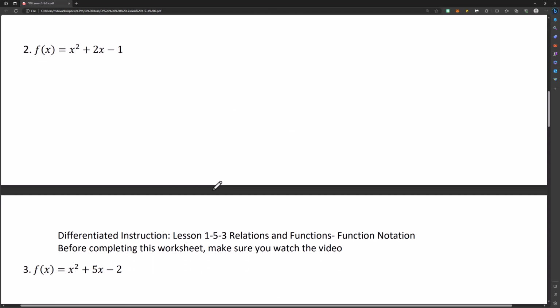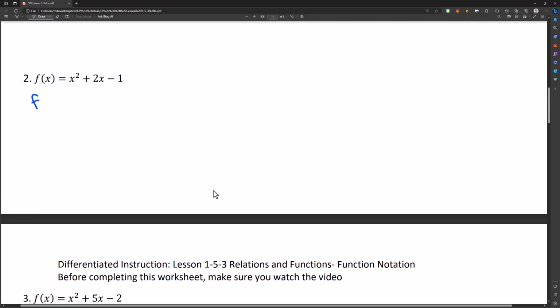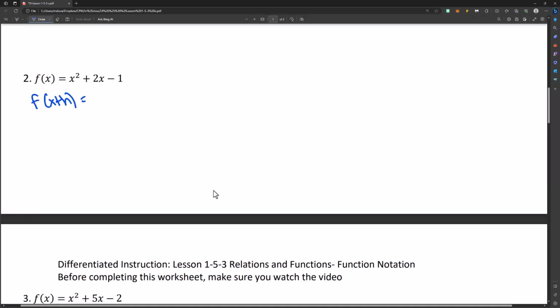For this next one here, I need to find my f of x plus h. So that's going to be blank squared plus 2 times blank minus 1. So x plus h, x plus h. So this is going to be x plus h times x plus h. So multiplying that, x times x, x times h, x times h. So there's 2 of them. And then h times h. Distribute that. And then the minus 1.